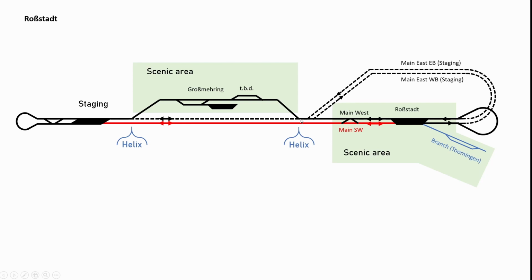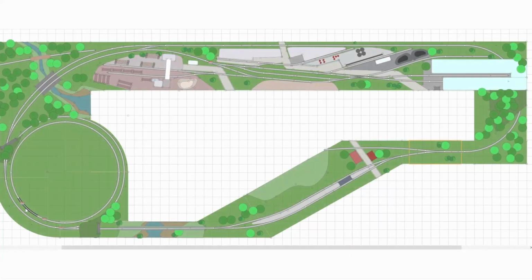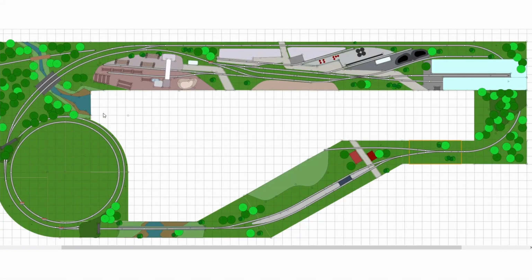So that basically means that if you don't want to go through the middle deck, so for example the main east connections, they want to go to staging, then you can just skip the entire middle deck with this dotted line right here, and then go straight into staging. And at the middle deck is Grossmering, which is a small yard serving several industries, and then a to be determined named passenger station.